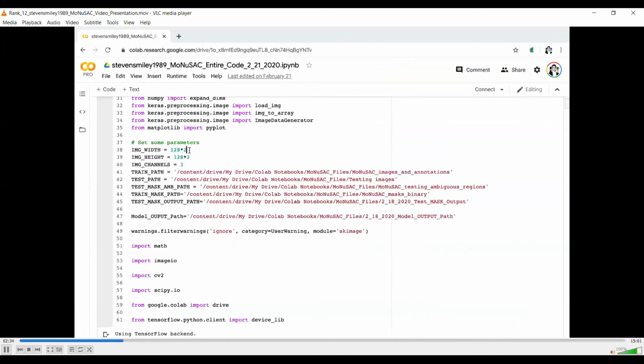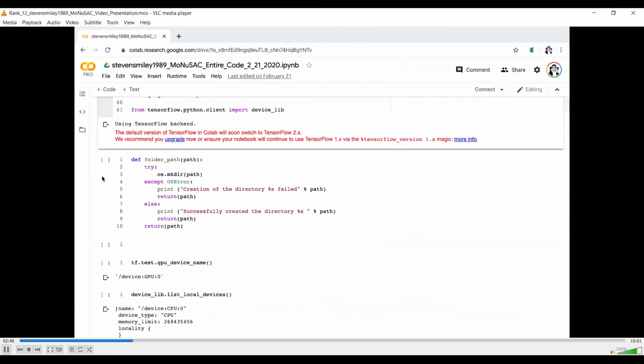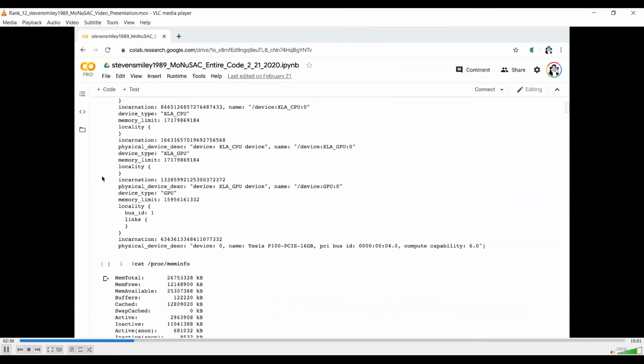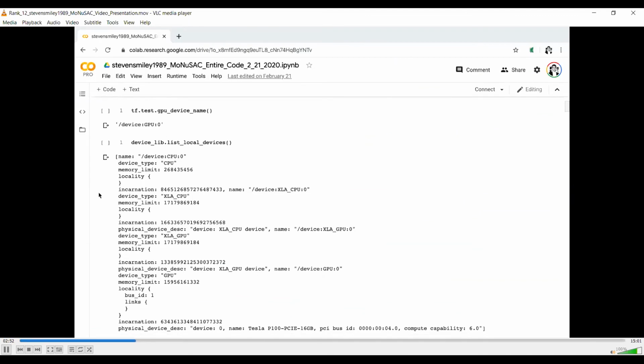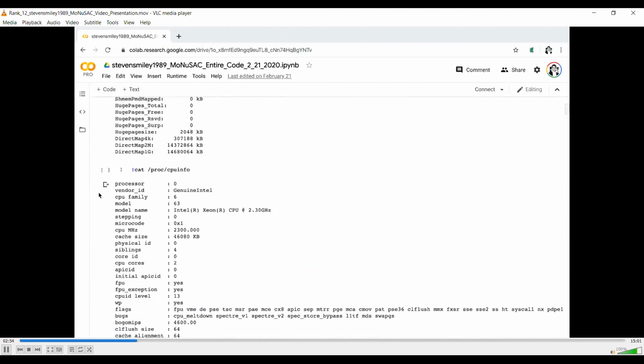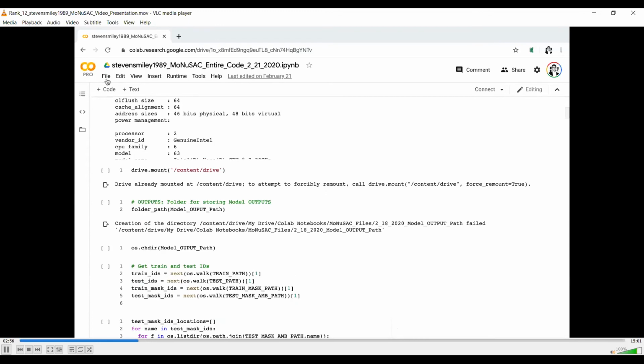What I ended up hard coding and going with was 2 times 128. 2 times 128 is 256 image width and height. Here's the locations I had put them on the Google Drive to import them from. Just verifying that I was using the GPU with TensorFlow on the Google Colab Pro.